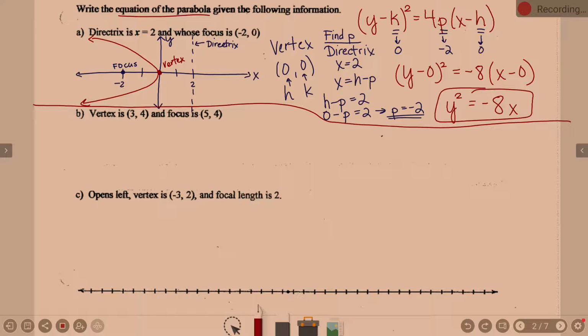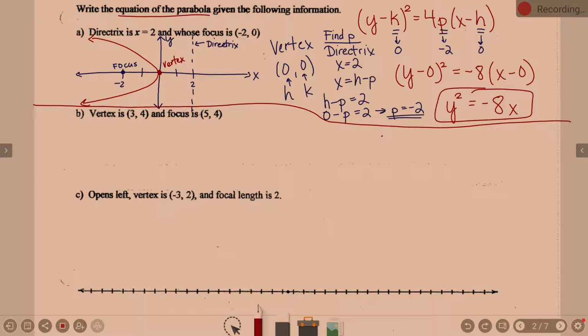Okay, let's try the second one. Vertex is (3, 4), and focus is (5, 4). Again, I can draw a picture, or I can look at the chart. But either way, it's pretty easy to tell whether it opens up, down, or left, right. How do you tell with the focus?